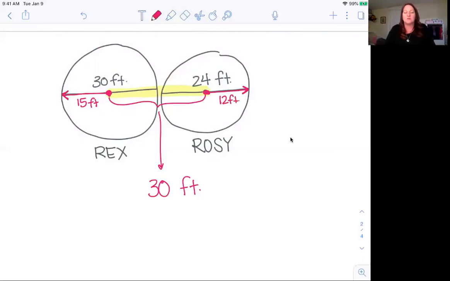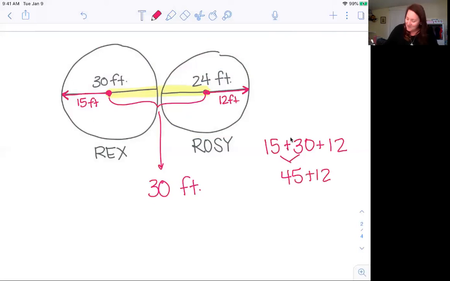Okay, so let's think about it. Let's use our knowledge here. We have 15 feet on one side, plus the 30 feet in between the two poles, plus the 12 feet on the other side. How many feet is that all together? You can do it little by little. 15 plus 30 is 45, plus 12, 57 feet apart. That is how far apart they can be.